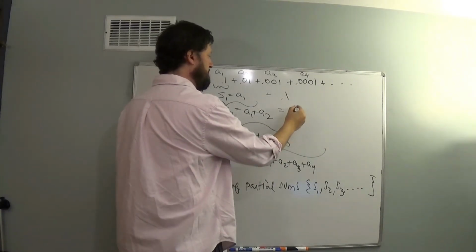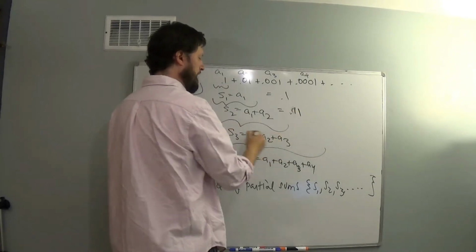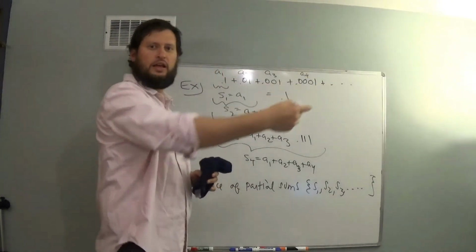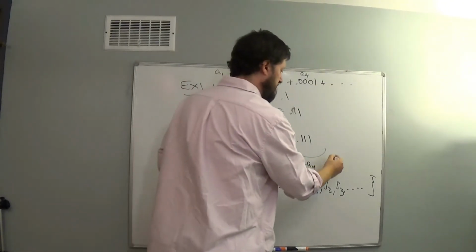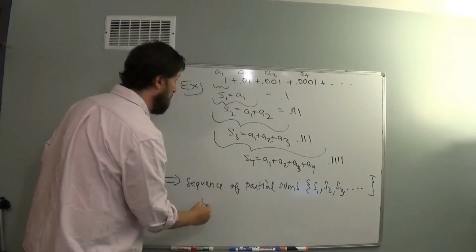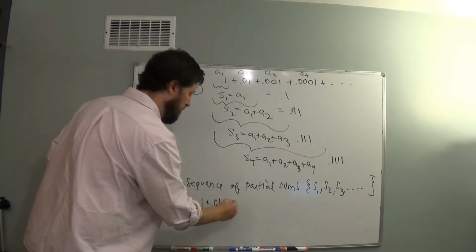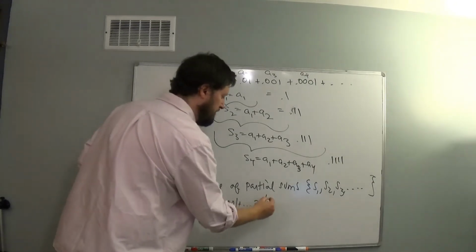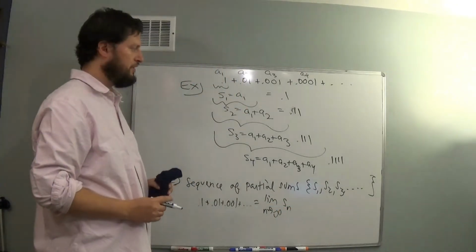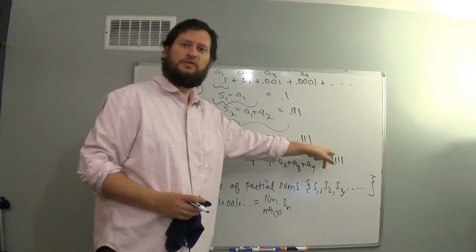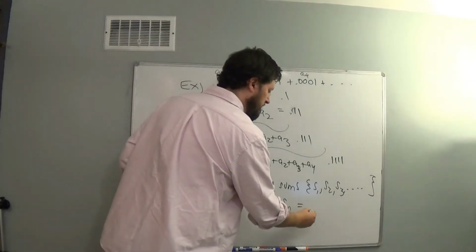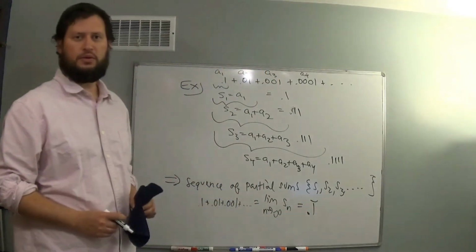In this example, this works out rather nicely. S1 is 0.1, and then 0.1 plus 0.01 is 0.11. S3 will be 0.111. Each time I add up a new entry, I'm adding a 1 at a later decimal place. So this total sum, 0.1 plus 0.01 plus 0.001 plus forever on out, is going to be the limit as n goes to infinity of the sequence of partial sums. Well, what's happening to these numbers as I go further down the list? I'm getting an extra 1 each time. In the limit, I'm going to get a 1 everywhere, which is 0.1 repeating.